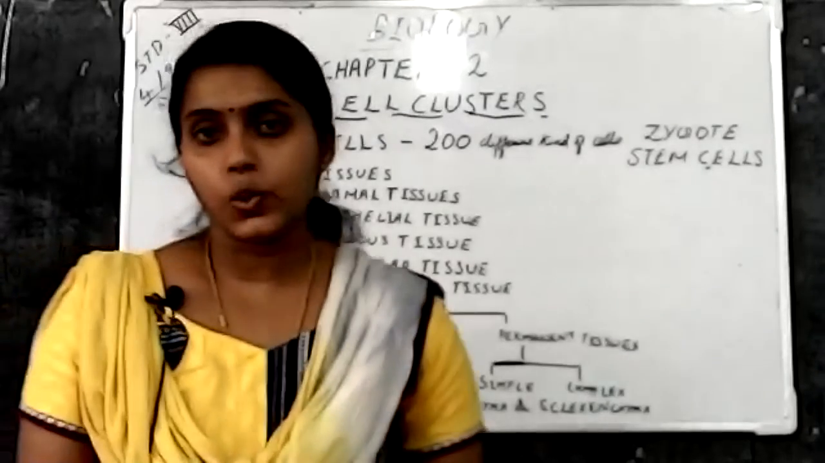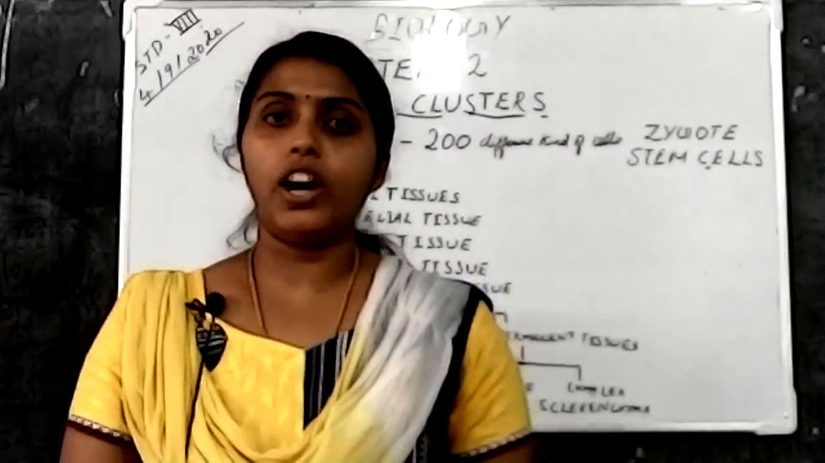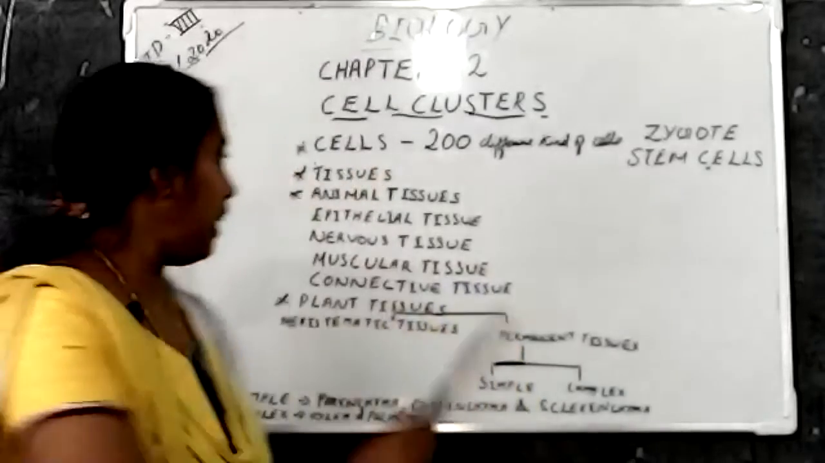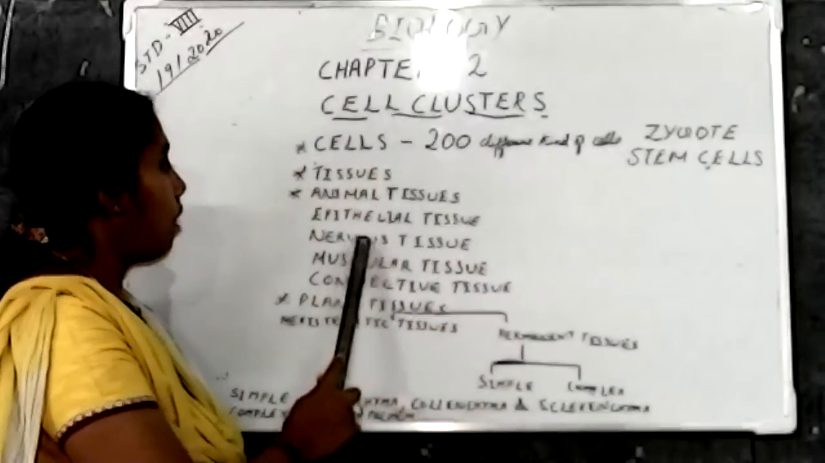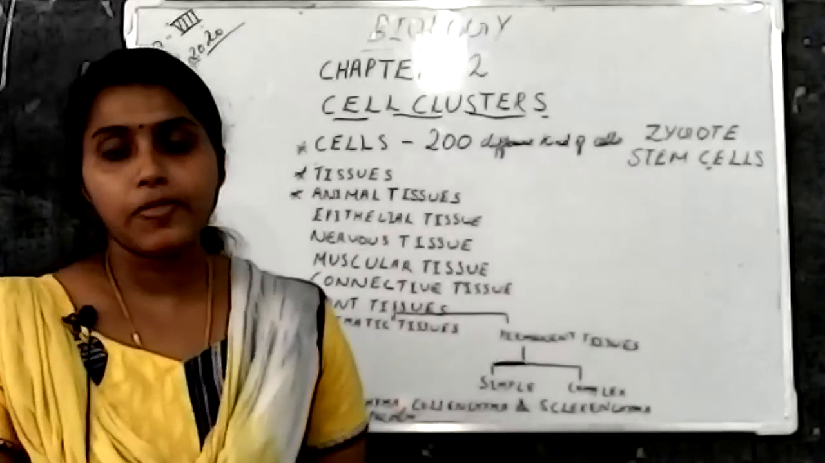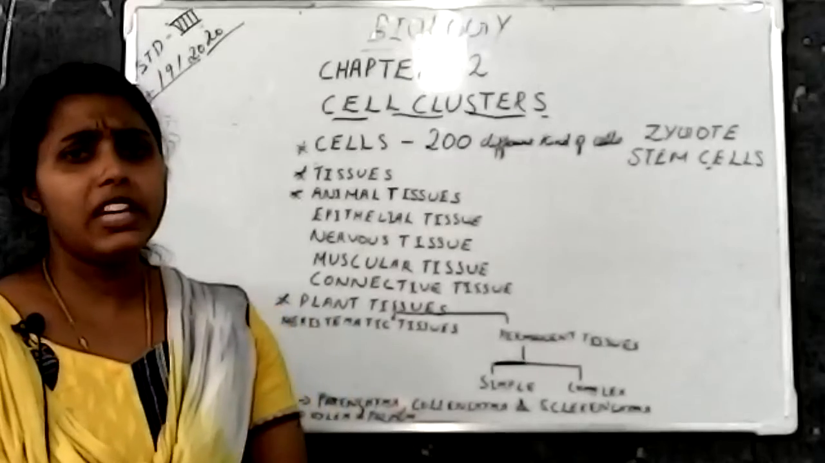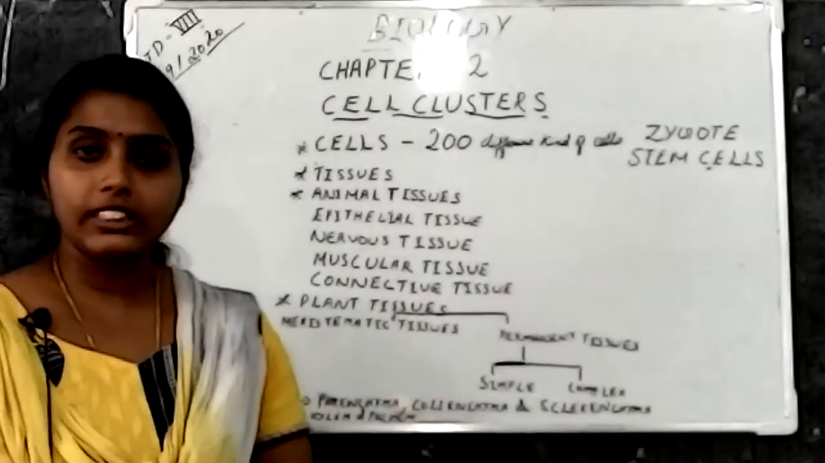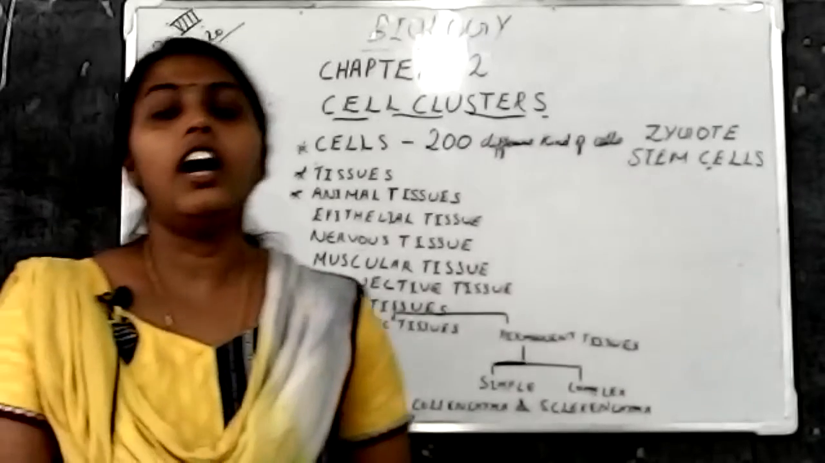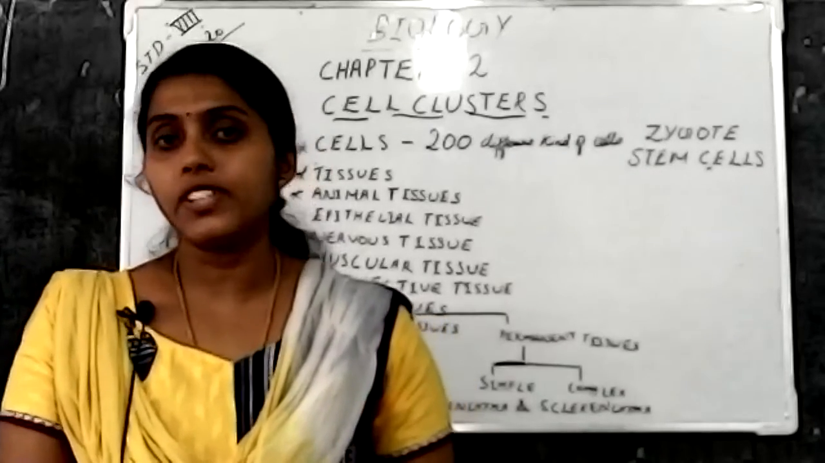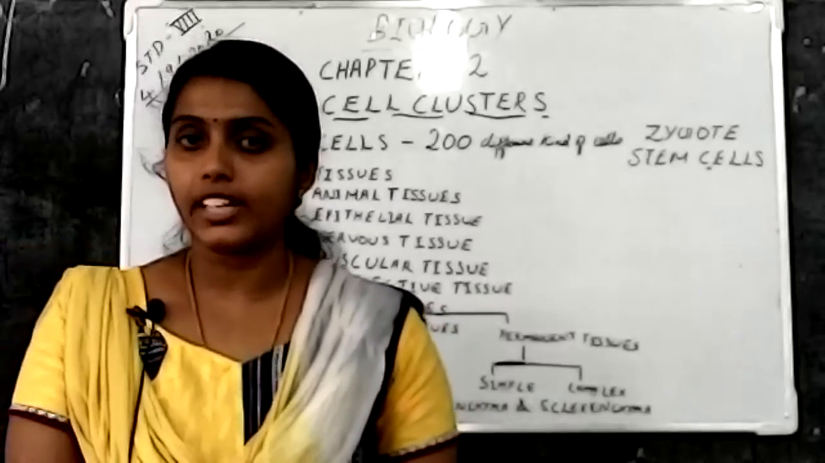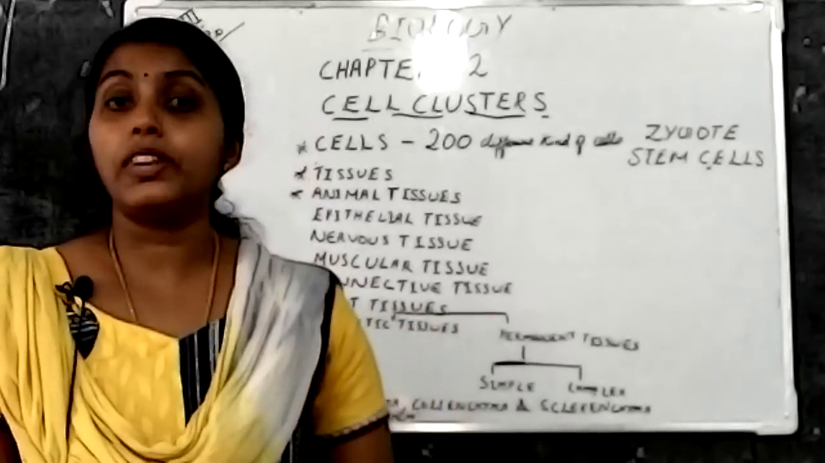There are 4 different kinds of animal tissues: epithelial tissue, nervous tissue, muscular tissue, and connective tissue. Epithelial tissue covers and protects our body, and it also produces secretions. It lines the digestive tract, and our skin is made up of epithelial tissue.